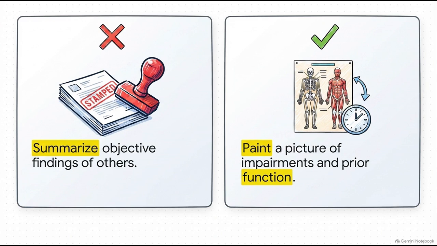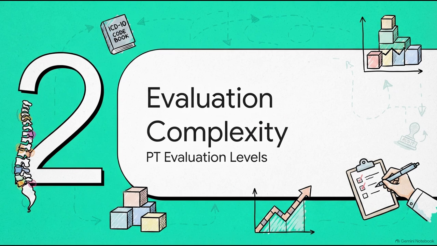Period. As a clinician, you can't just summarize the objective findings of other people. Think about it. Auditors don't have imaginations. They need to see the patient through your expert eyes. So you have to paint a vivid, detailed picture of their specific impairments, and crucially, you've got to describe their prior functional level. That baseline is exactly how you establish the patient's rehabilitation potential and ultimately justify your prognosis.